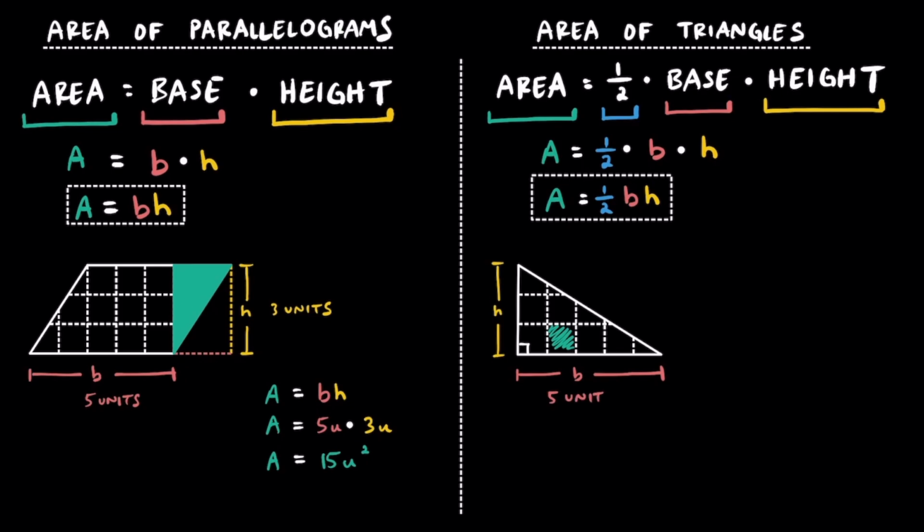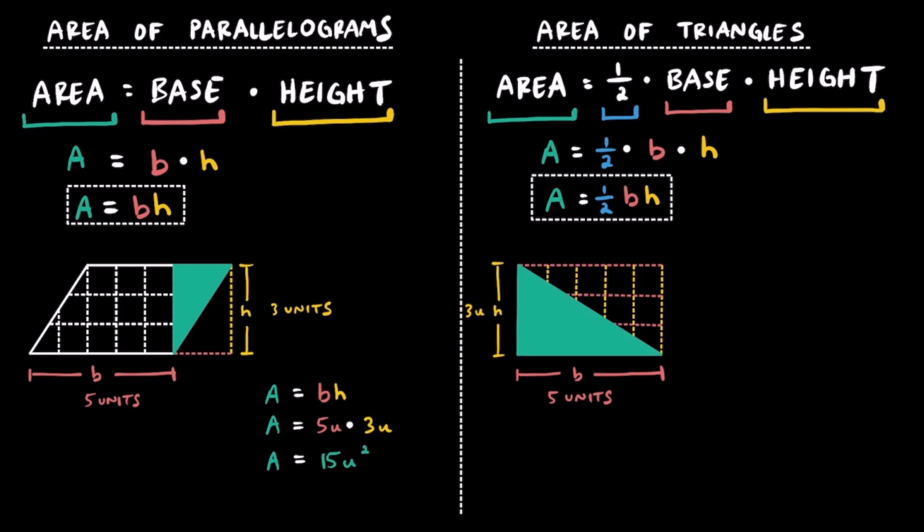Using the same dimensions as earlier, let's say that the base is equal to 5 units and the height is equal to 3 units. If we go ahead and draw the length of the base that's on the bottom on the top and the length of the height that's on the left over to the right, we can see that we have a full rectangle.